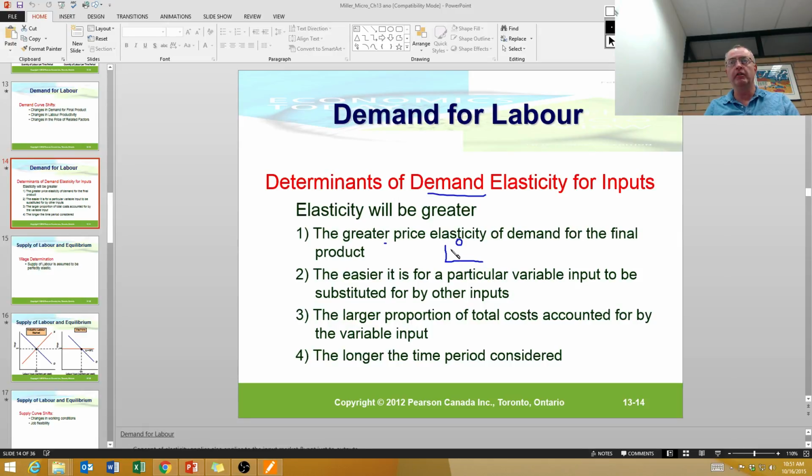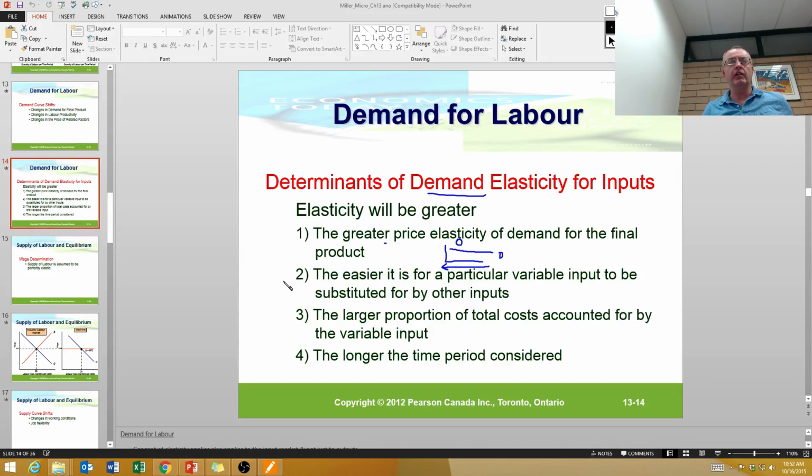So if the price elasticity of demand for the final product is elastic, so in our output market, if the demand curve is fairly shallow, almost horizontal, and the price of an input increases, then the firm is not going to be able to pass that price increase on to its customers, because that'll end up with a large change in quantity in the output market. So there's an impact of the price elasticity of demand of the output on the input.